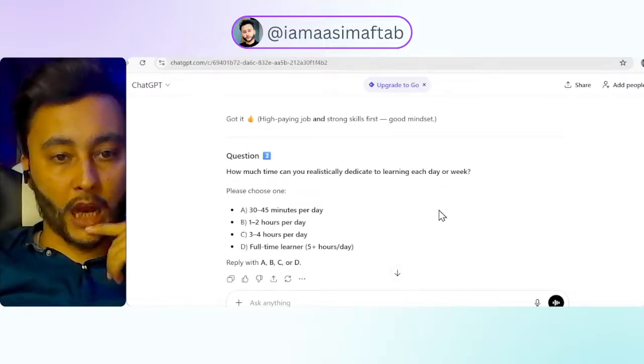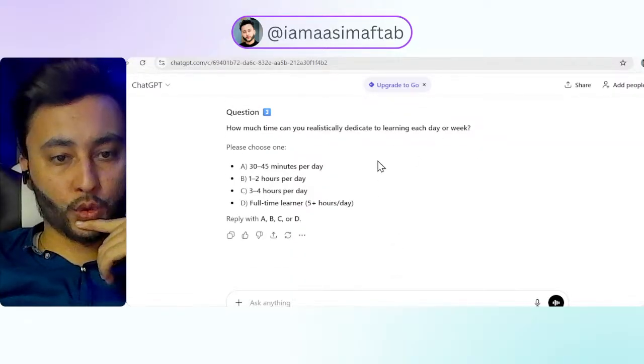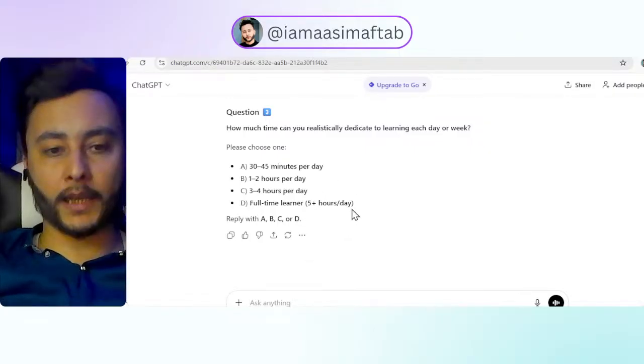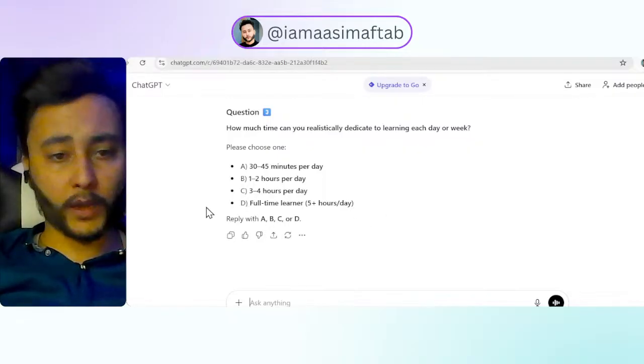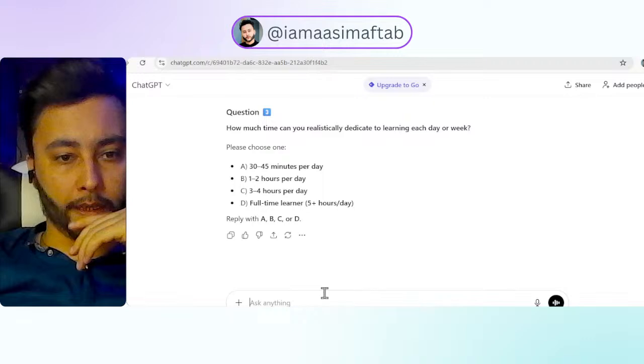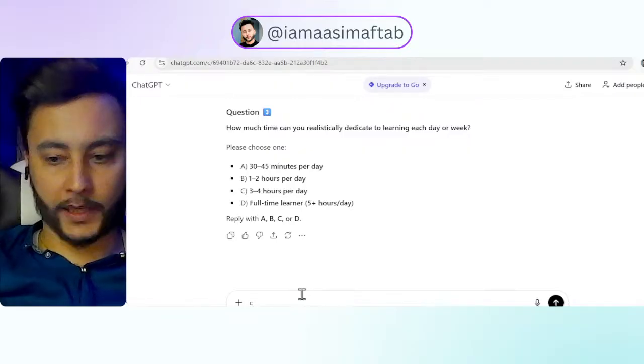Okay. Question number three: how much time can you realistically dedicate to learning each day or week? Please choose one. 30 to 45 minutes per day, 1 to 2 hours per day, 3 to 4 hours. Three to four hours is well enough for learning a new domain, and for going into a new domain, 3 to 4 hours per day is good. Or if any student is watching, you can opt for full time. Okay. So 30 to 45 minutes per day, 1 to 2 hours. Okay. I will choose C here.